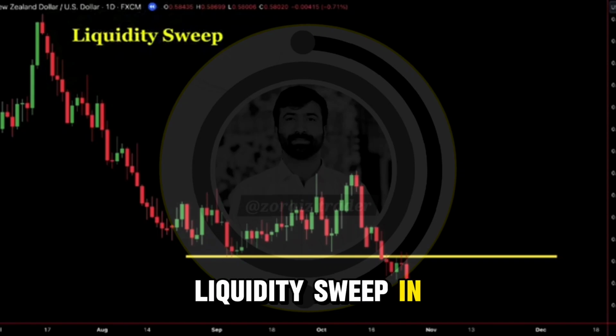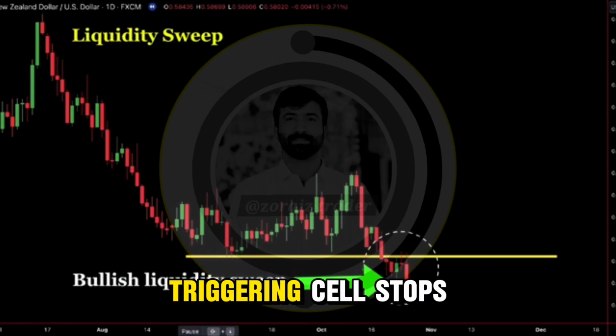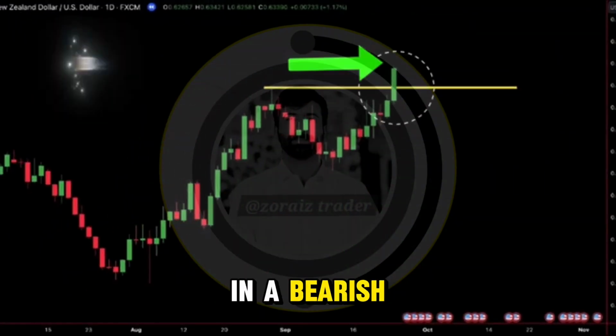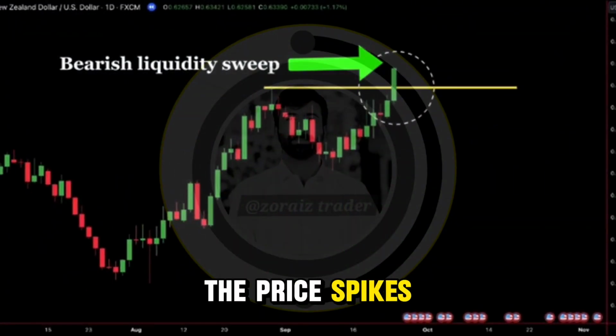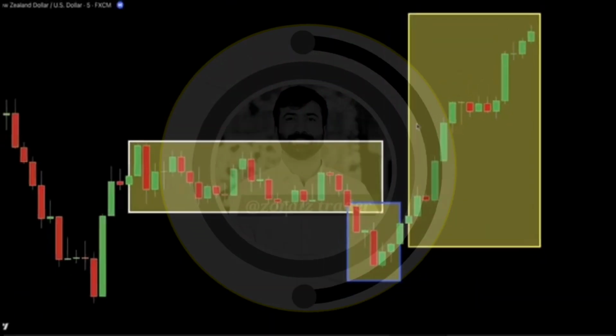Liquidity sweep. In a bullish liquidity sweep, the price dips below a significant low, triggering sell stops before reversing upward. In a bearish liquidity sweep, the price spikes above a significant high, triggering buy stops before reversing downward.